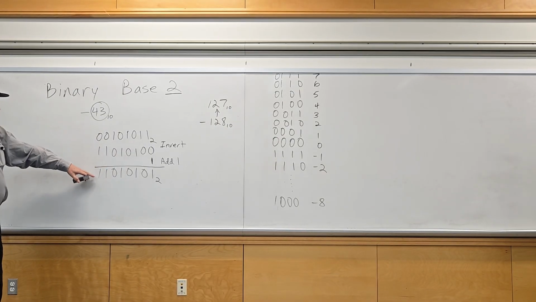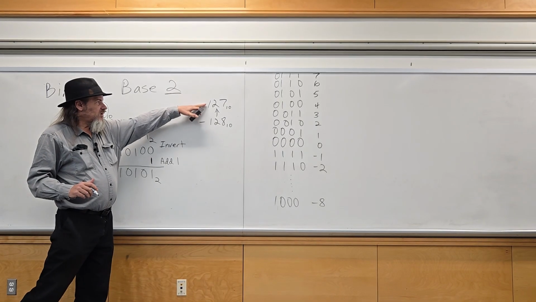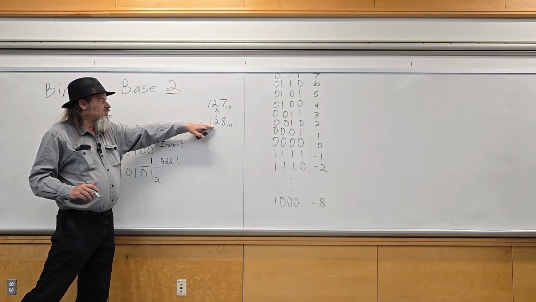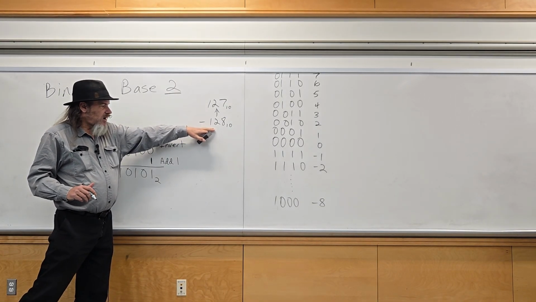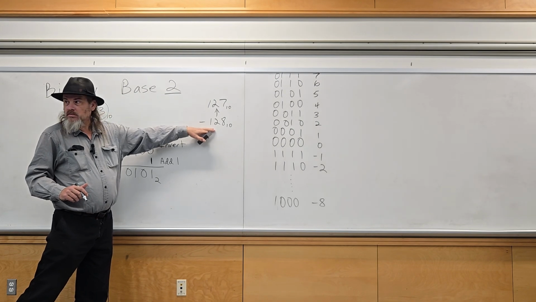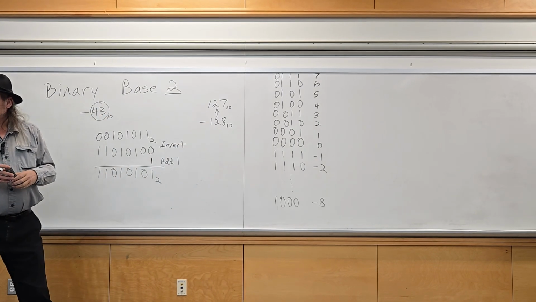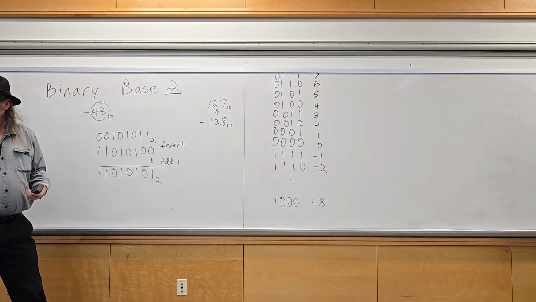In 8-bit, you would count up to 127, and then it would roll over to minus 128. Yeah, it rolls around like I said, like the odometer on your car. On an old car, that's all digital now.